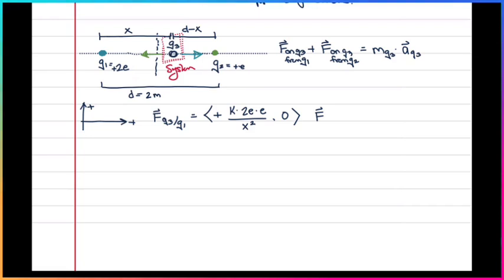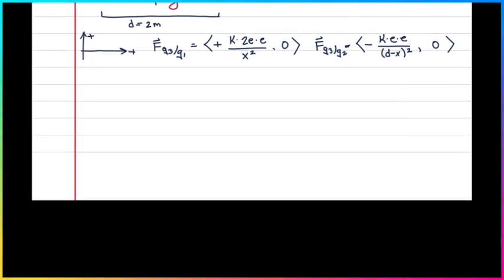Then the force on q3 from q2 is pointing to the left. It looks like k q2 q3 over, what's the distance between them? d minus x, all squared. No y component.